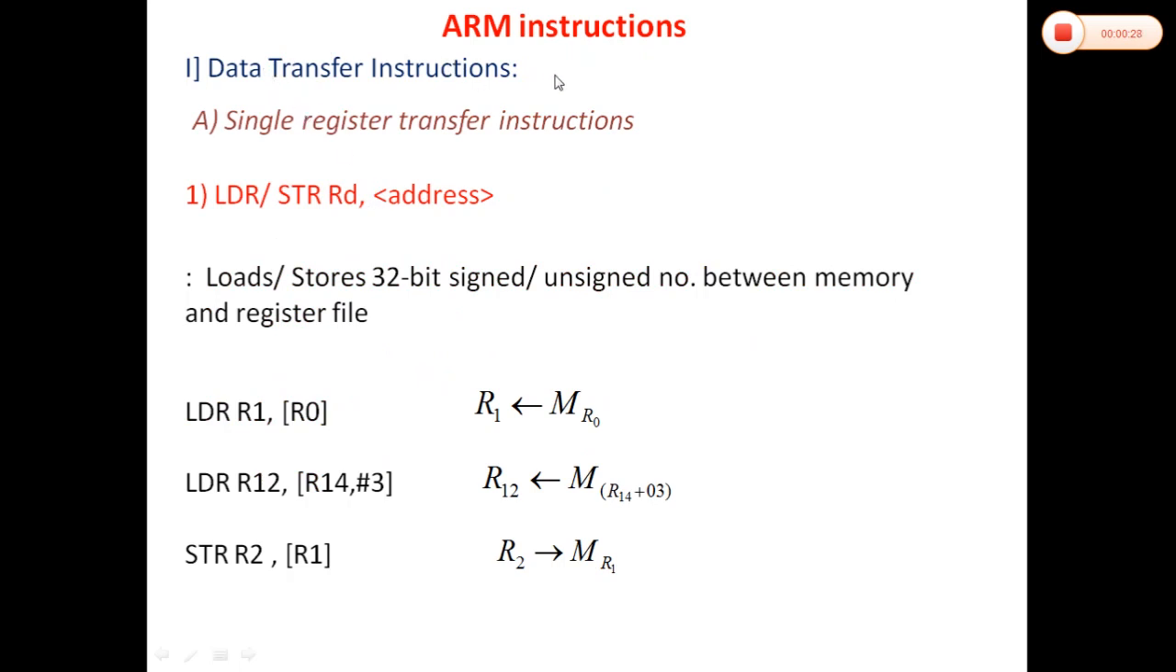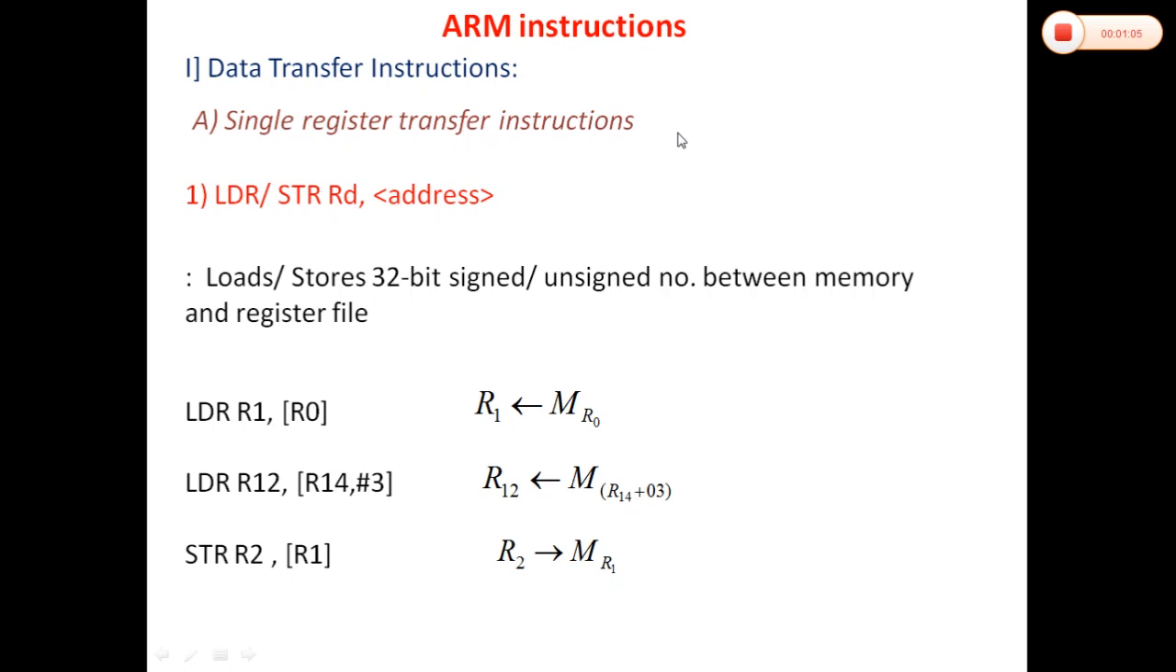Data transfer instructions. These instructions are used to transfer the data between CPU registers, or the register bank inside the ARM processor, and the system memory, and therefore the instructions coming under this category are only load and store type of instructions. Load instructions load the data from system memory to a register in the register file, and store instructions store the data from the register file to the system memory.